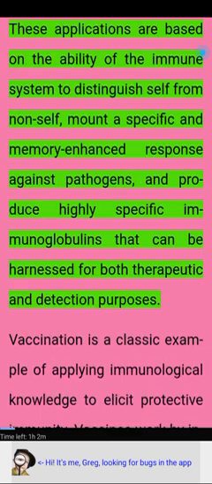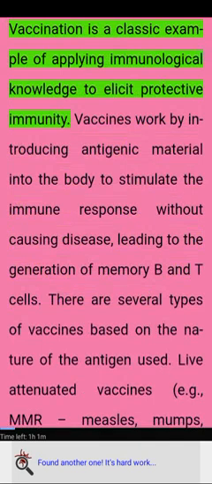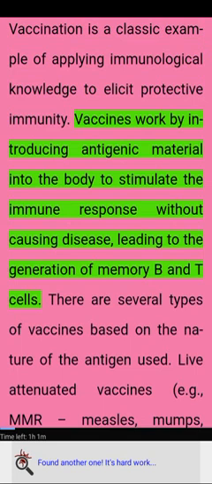These applications are based on the ability of the immune system to distinguish self from non-self, mount a specific and memory-enhanced response against pathogens, and produce highly specific immunoglobulins that can be harnessed for both therapeutic and detection purposes. Vaccination is a classic example of applying immunological knowledge to elicit protective immunity. Vaccines work by introducing antigenic material into the body to stimulate the immune response without causing disease, leading to the generation of memory B and T cells.